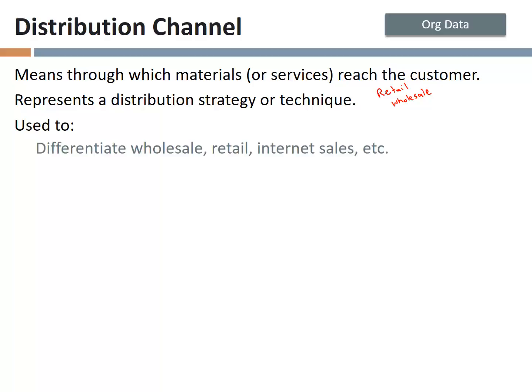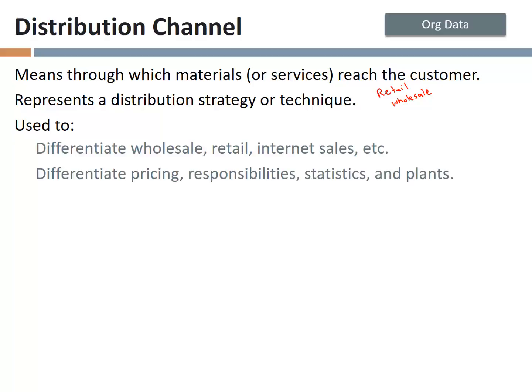The whole reason why we do this is we use it to differentiate things like wholesale versus retail versus internet versus catalog. We could even have infomercial as a distribution channel. We could have phone sales if customers actually call us up and place orders. Any strategy that we employ for getting people to buy our products, we could use a distribution channel to characterize that particular strategy.